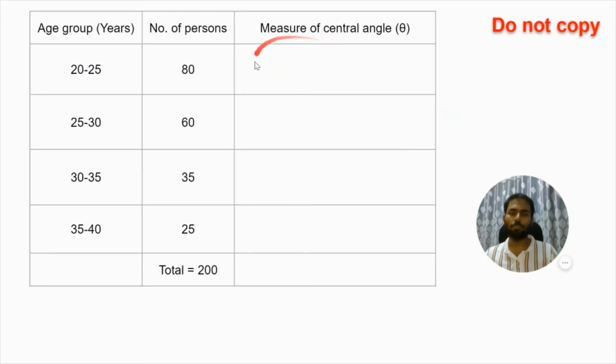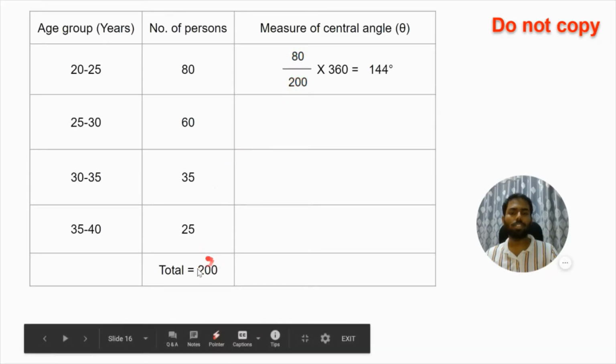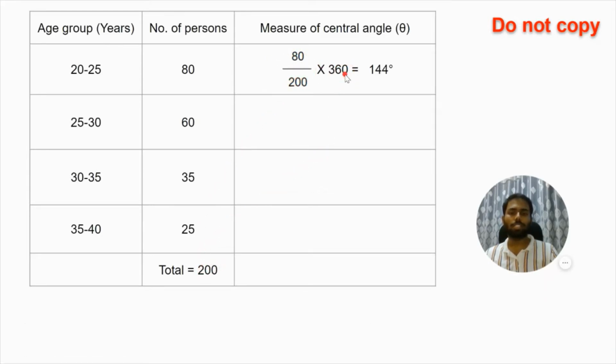Okay, so I made a new column which reads measure of central angle in brackets theta, and what you're going to do is your first data point is 80. So you take 80 over here divided by 200. Why? Because 200 is the total, and multiply it by 360. Okay, so now you'll have to calculate this. How do you multiply two fractions? You will multiply numerator with numerator and denominator with denominator, right? तो यहाँ पे पहले 0 0 cancel हो जाएगा, numerator में भी एक 0 है, denominator में भी एक 0, वो cancel कर दो. So you will get 8 upon 20 multiplied by 360.